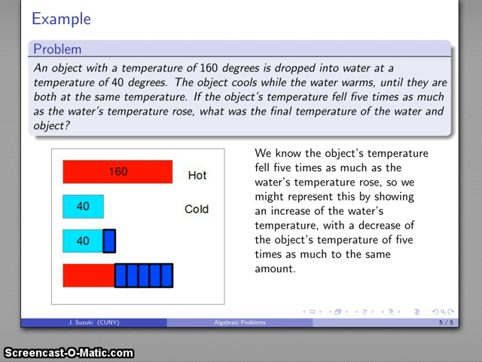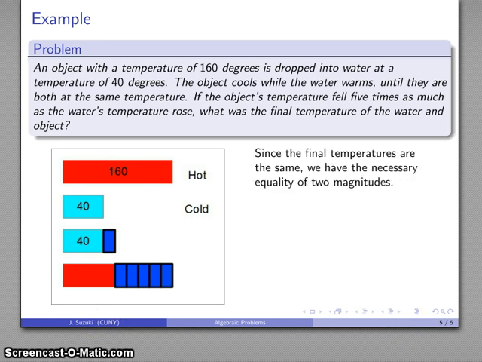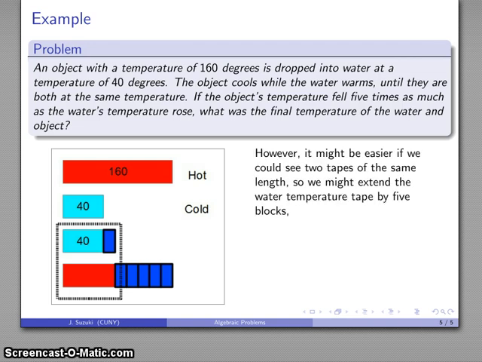And so I'll draw that. So here's my object's temperature. I've taken 5 of these blocks out, and then here's my new temperature. And those are the things that are supposed to be equal. Now, we could try and solve it this way, but it's actually going to be a little bit easier if I could actually see the two tapes of equal length. I can see that this is equal to this bit of a tape, but it's a lot easier if I actually have two tapes that I can see have equal length.